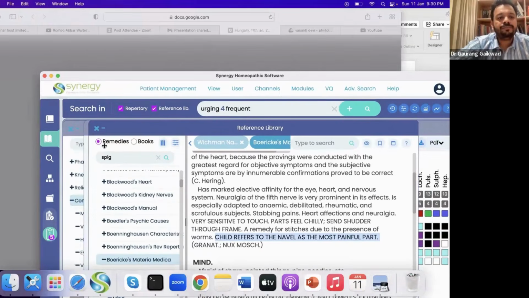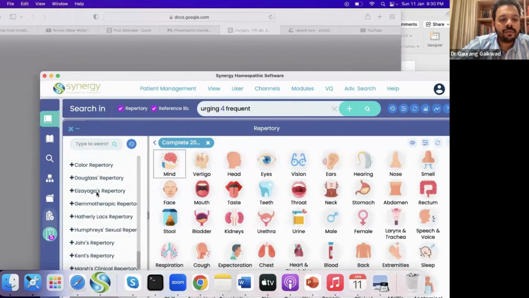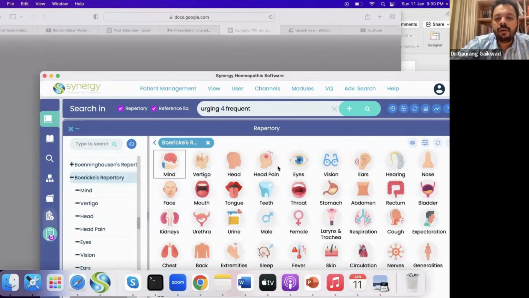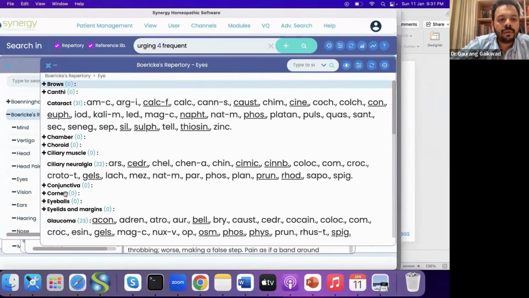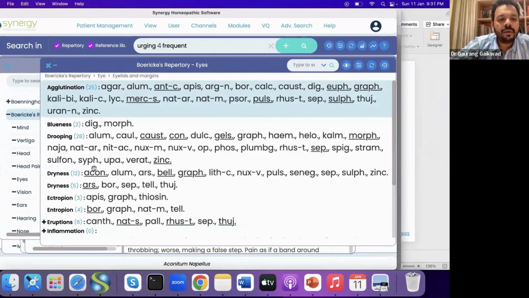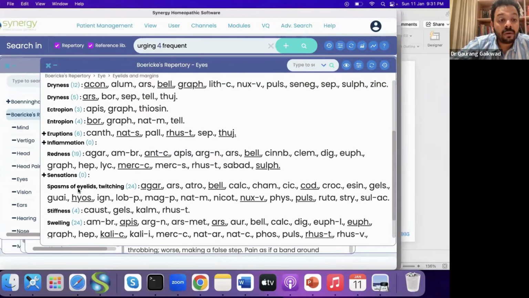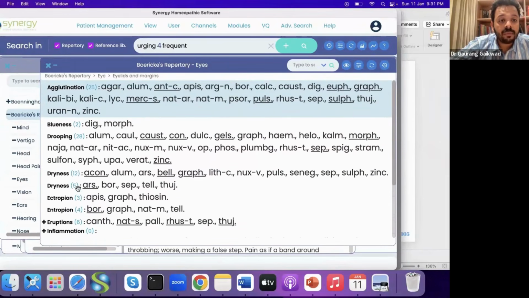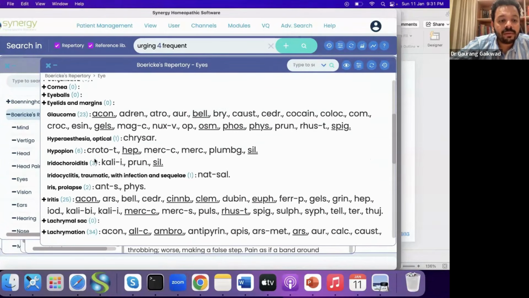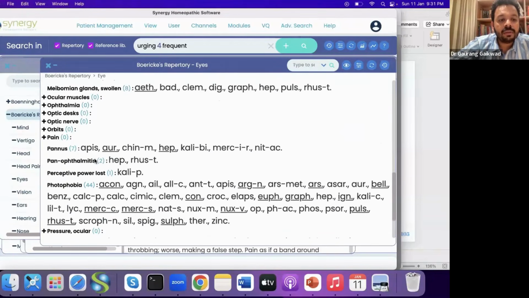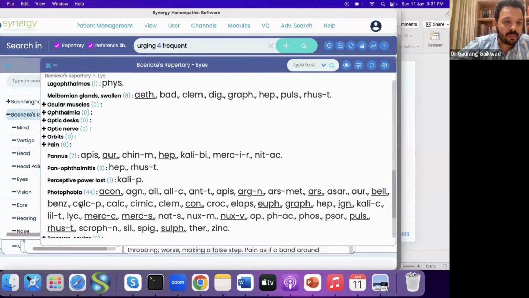What you can do is go into Boericke repertory. You go in Boericke repertory and you look at eyelid. Then you can try to find out if there are any symptoms or rubrics which resemble the situation of tumors of the eye. That's what I would normally do. This is one possible approach.